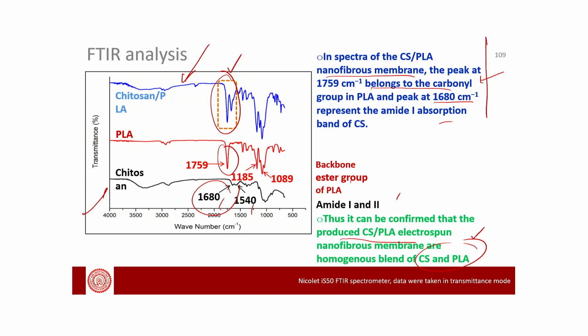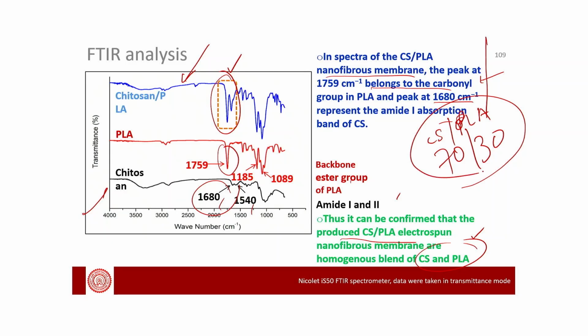So, first we optimized the proportion where the spinability is good and we can produce finer fiber, which was 70-30 chitosan and PLA. So, the chitosan PLA blend 70-30 was chosen based on the fiber diameter and spinability, and then we tried to prove that the web we have got is the perfect mixture, a homogeneous blend of chitosan and PLA.